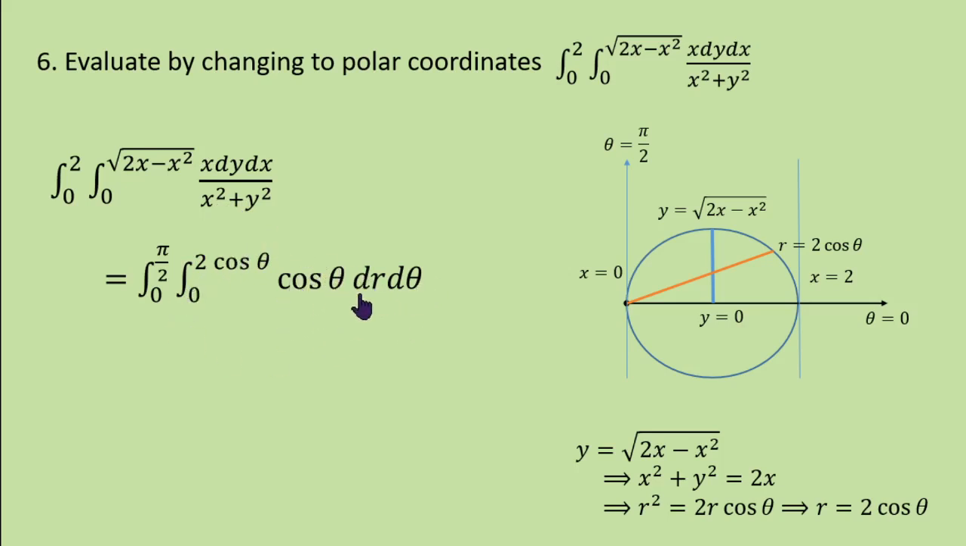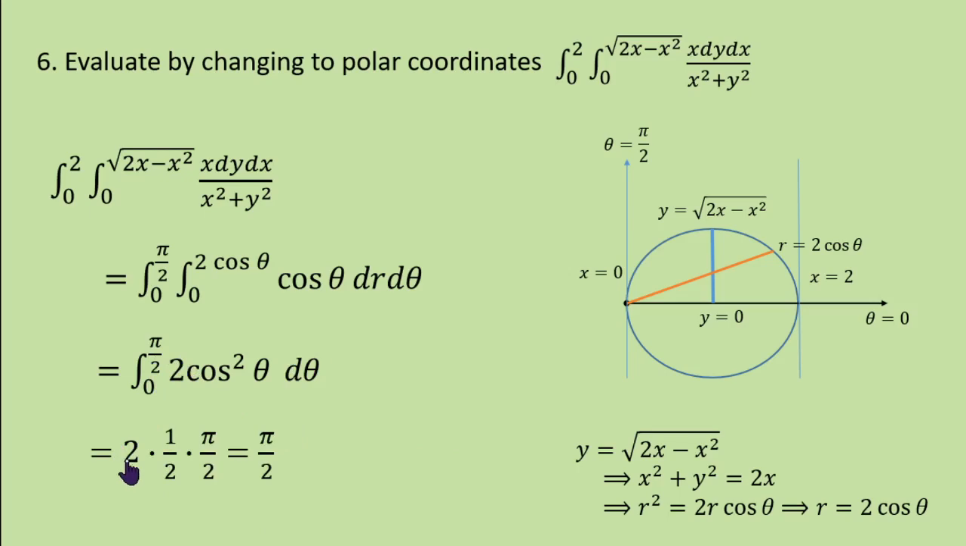Here, when you are going to integrate with respect to r, treat theta as constant, which means cos theta is constant. Integration of 1 is r. Upper limit is 2 cos theta. Therefore, 2 cos theta into cos theta is 2 cos square theta. Lower limit of r is 0. So, it becomes 2 cos square theta d theta from 0 to pi by 2. And by the reduction formula, integral of cos square theta from 0 to pi by 2 is 1 by 2 into pi by 2, that is pi by 4. Into 2, therefore, answer is pi by 2.